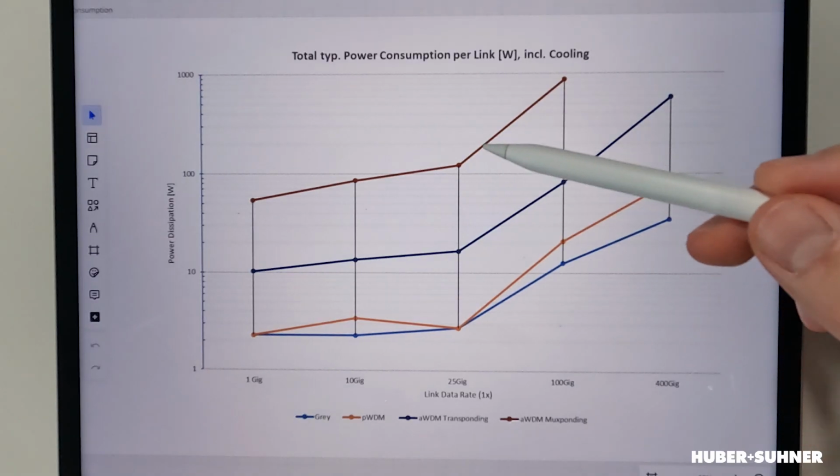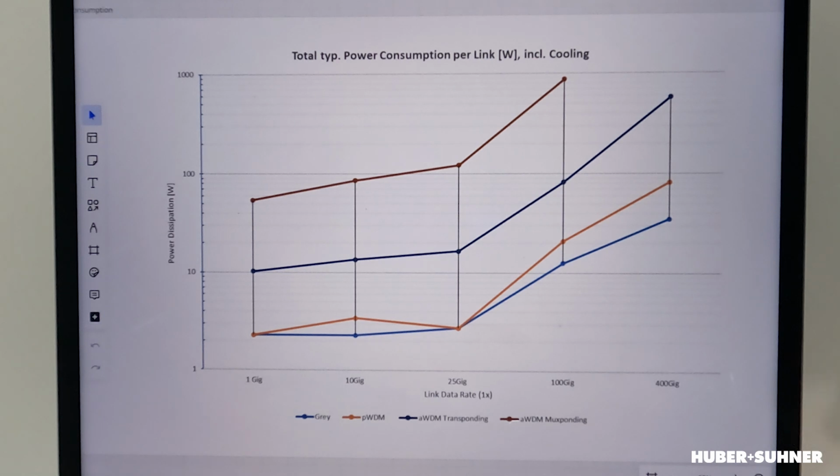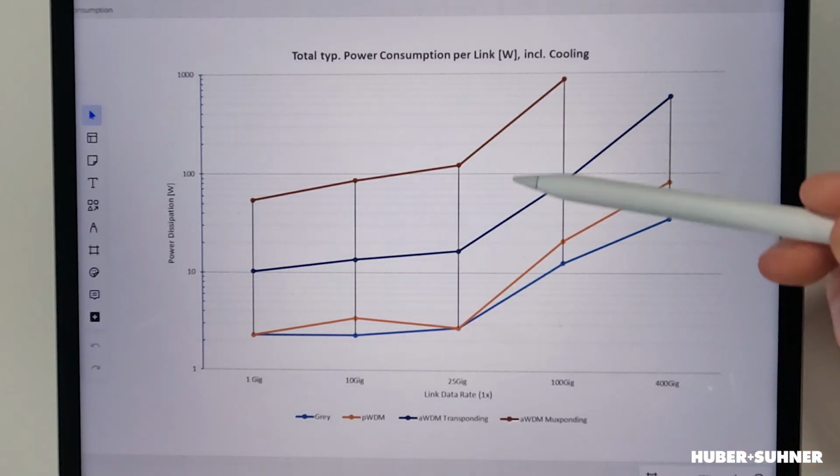Now this dark blue line is the transponding solution, and you can see that is already quite significantly higher, but the active muxponding solution by far is the highest power consumption per link based on the data rate. And as you can see, that is such a significant increase that in cases it can actually be more than 50 times higher than the passive optical multiplexing.